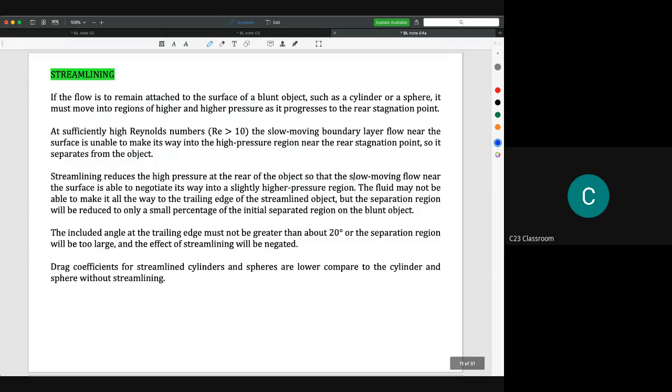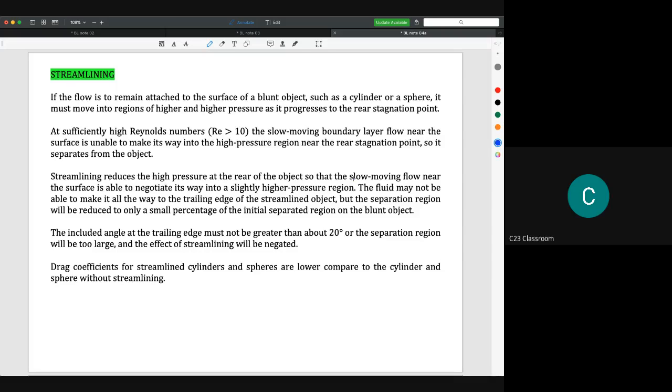So what can the engineer do? We call it streamlining. If the flow is to remain attached to the surface of a blunt object, such as a cylinder or a sphere, it must move into regions of higher and higher pressure as it progresses to the rear stagnation point. At sufficiently high Reynolds number, the slow moving boundary layer flow near the surface is unable to make its way into the high pressure region near the rear stagnation point, so it separates from the object.